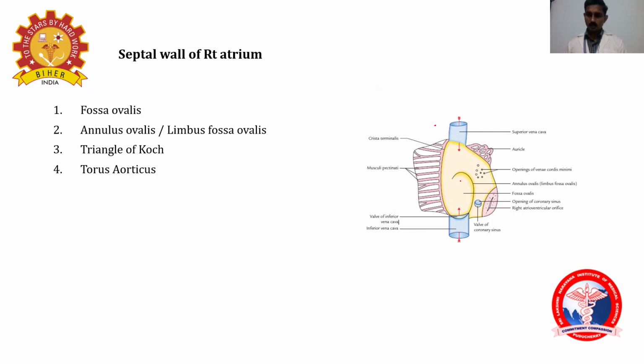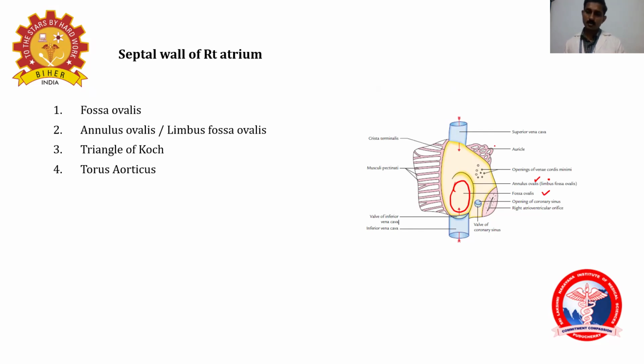We can see an oval fossa here. So this oval shaped fossa is called fossa ovalis. It is formed by the foramen ovale. That structure is called fossa ovalis. Now, it is surrounded by an annulus, a slightly elevated part that is called limbus fossa ovalis. Limbus means margin. So this is called limbus fossa ovalis or annulus fossa ovalis. Fossa ovalis is a small depression on the septal wall of the right atrium. It is surrounded by a small elevation that is called limbus fossa ovalis.